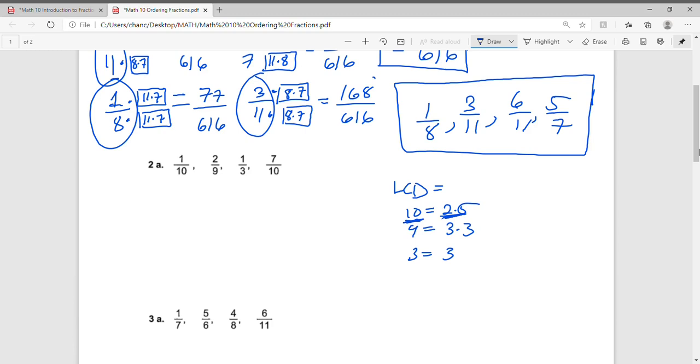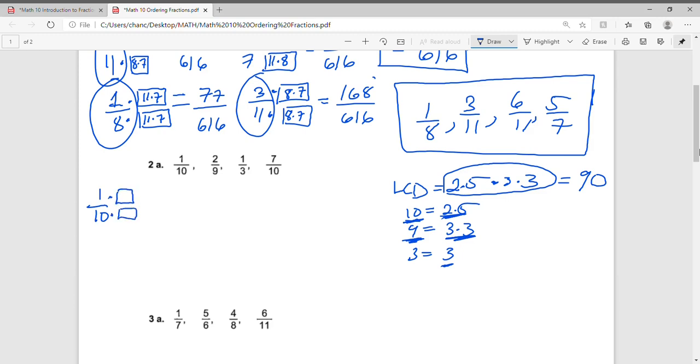Well, then I need a 2 times 5 in my number. I need to be divisible by 9. Well, I need 3 times 3 in my number. I need to be divisible by 3. Well, we have plenty of 3's. So the LCD is going to be the product of all of these numbers, and this should give you 90. The LCD is 90.